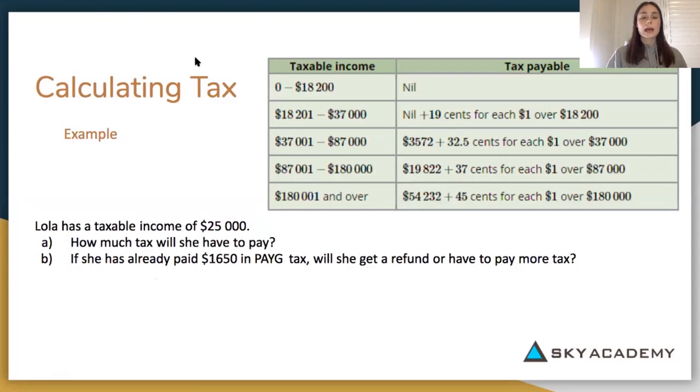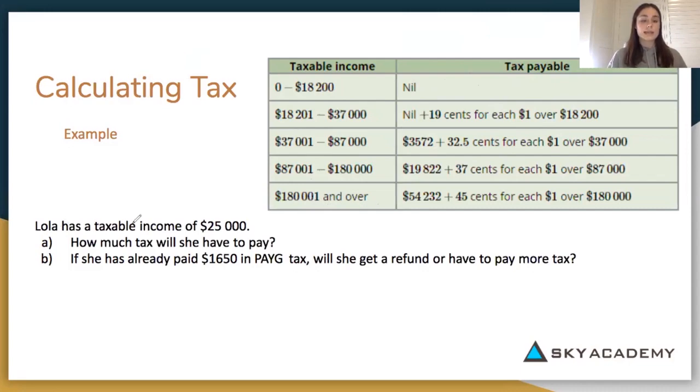So here we have a tax table. This will tell us how much tax you have to pay depending on your taxable income. If your income is between 0 to 18,200, you won't have to pay any tax. But if your income is over 18,200, you will have to pay tax.